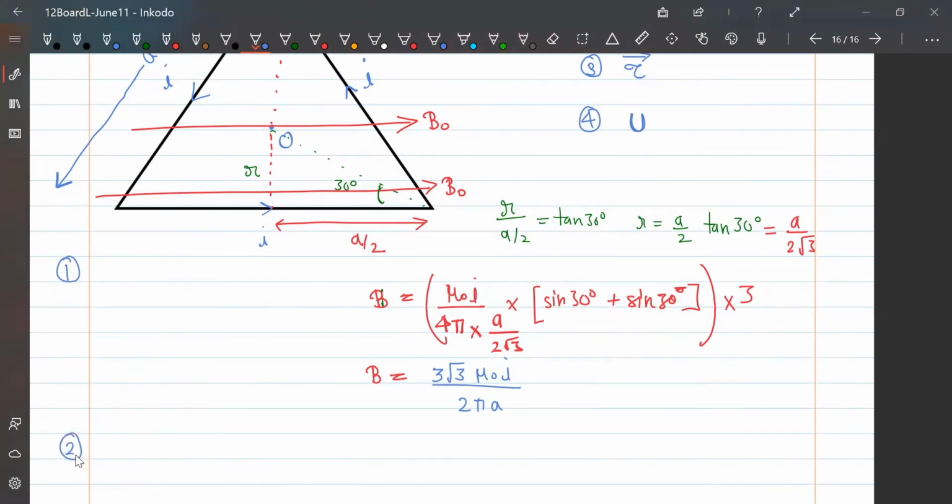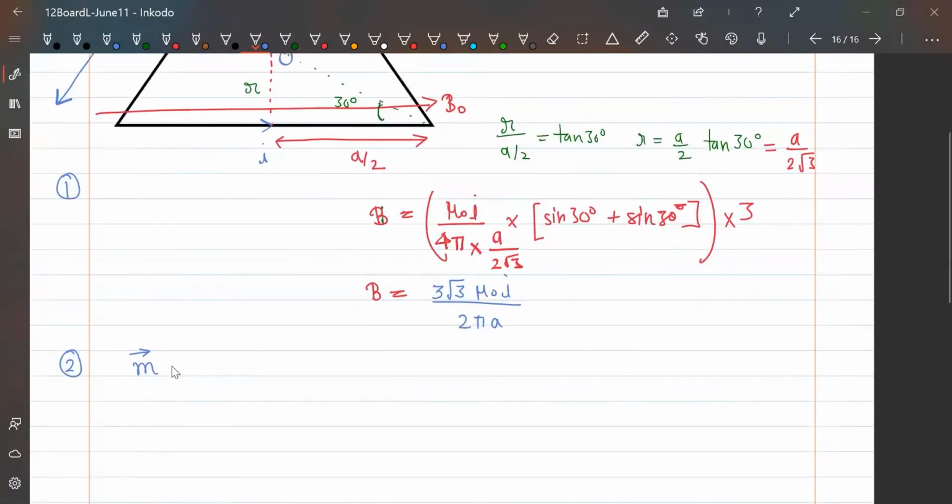Second, third, and fourth. Nupur, after this, you tell me the value of magnetic dipole moment. That is NIA. Then torque, M cross B, and the potential energy, that will be minus M dot B. Of course, the direction for this will be out of the plane. Solve this.